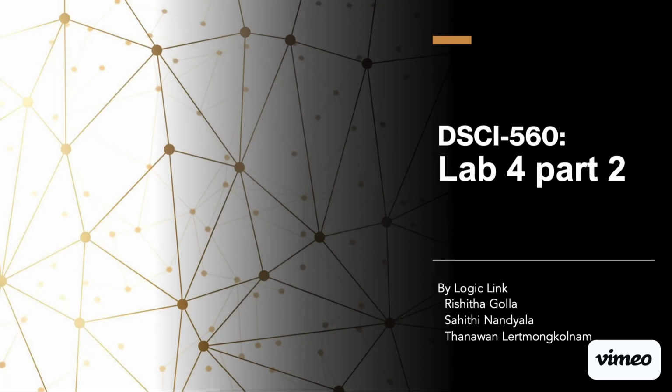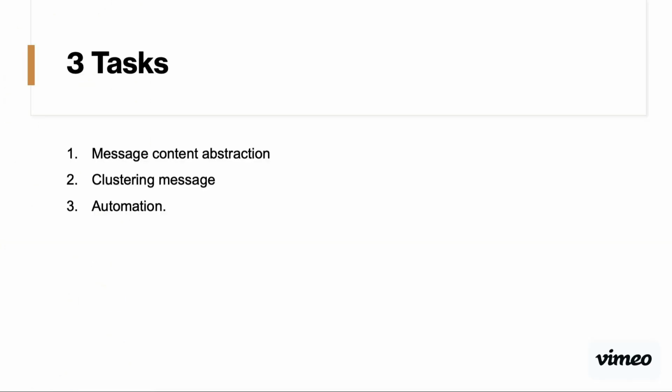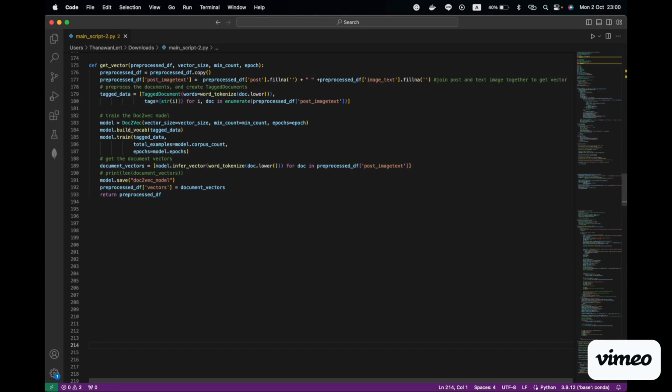Hi, this is Tanawan. Today my friend and I are going to explain Lab 4 Part 2. We are going to explain 3 tasks, which are 1. Message content abstraction, 2. Clustering message, and 3. Automation. Let's first talk about the message content abstraction.